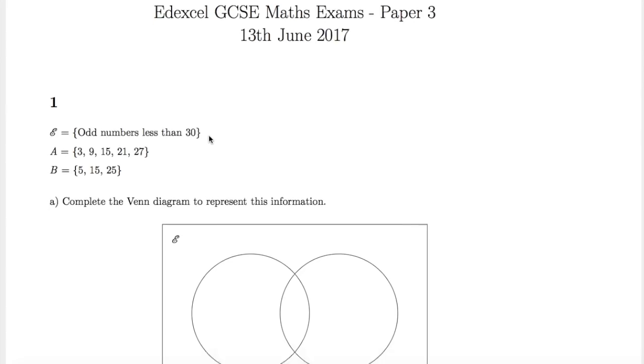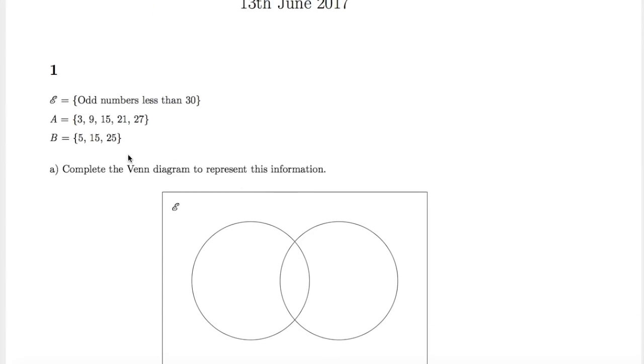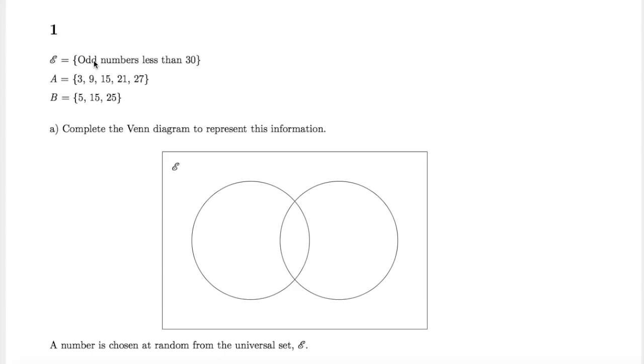Question 1 is a Venn diagram question, and it says, the universal set includes all of the odd numbers less than 30. Set A is the numbers 3, 9, 15, 21, 27, and set B is the numbers 5, 15, and 25. And part A says, complete the Venn diagram to represent this information.